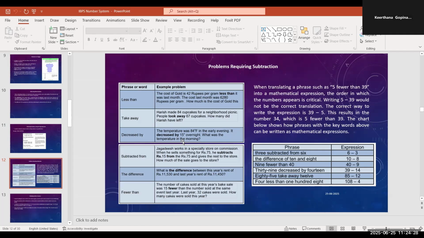4 less than 108 is 104. That is 108 minus 4. So the way we read the problem and the way we express the problem is also very important, because when we express the problem itself, some people tend to make a mistake. So the more problems you practice, such mistakes will be avoided. Getting it till now? Yes, sir.